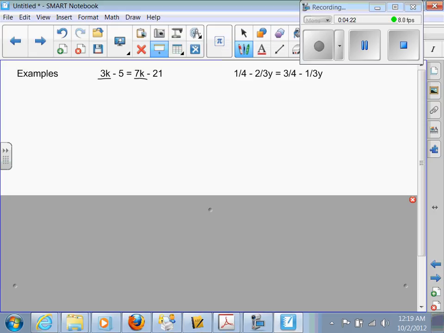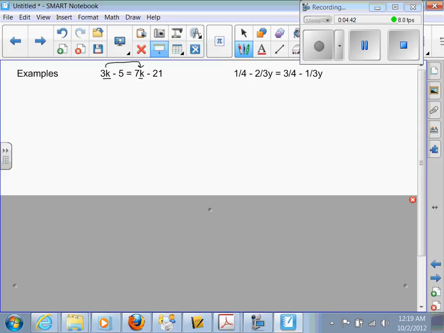Well, again, we talked about this before. What would you rather move? Would you rather move the 3k over here and get a positive k, or would you rather move the 7k over here and end up with a negative k?